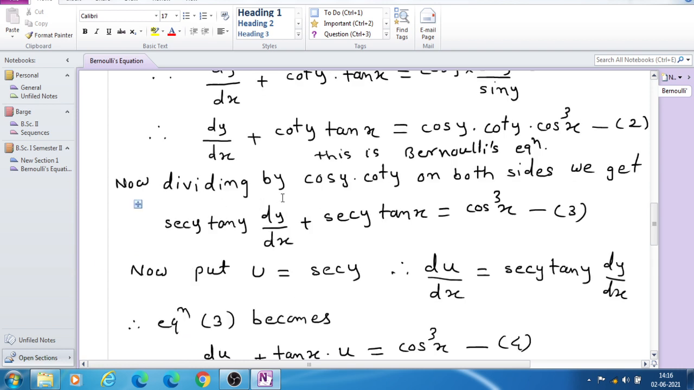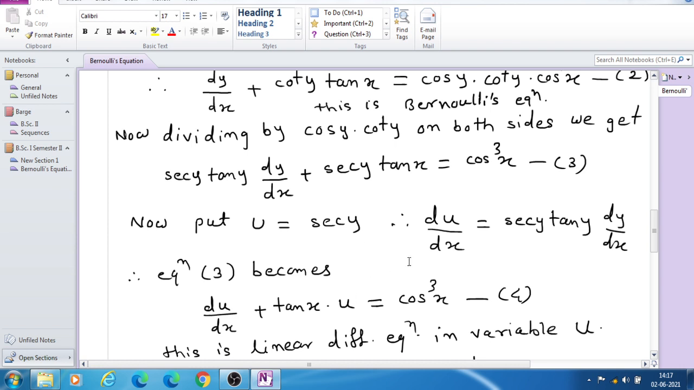So now in this equation here the coefficient of this p is sec y, then put for this u, what is the coefficient of p, for that we substitute u, so that here we get some p into u. So put u is equal to sec y.